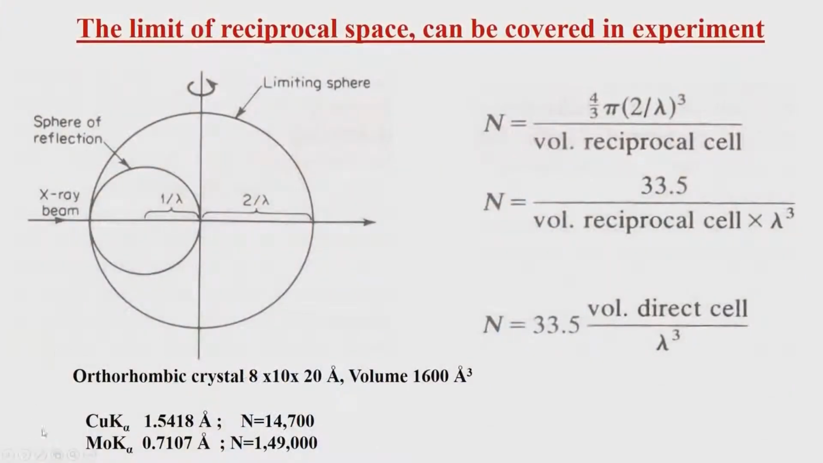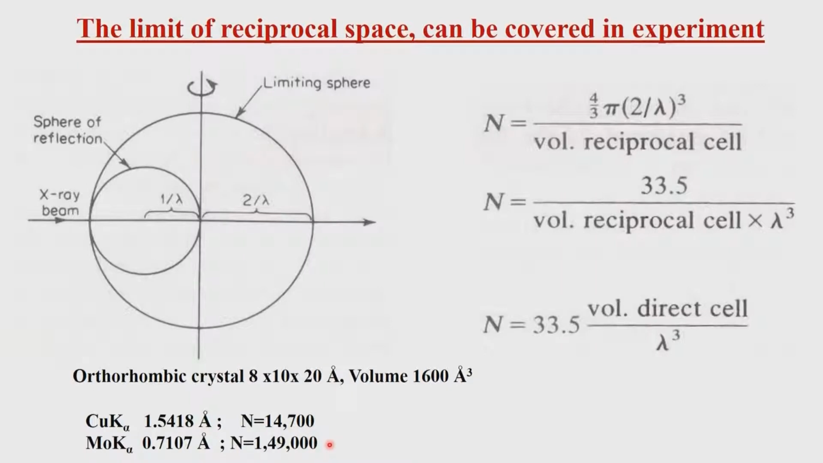A couple of more points about this limit of the reciprocal space, particularly in terms of how much we can cover in a typical experiment. This is crucial, particularly as the size of the unit cell increases. We have talked about the change in the wavelength, which we discussed in the previous discussion, and we found that changing the wavelength will give you a larger number of reflections.